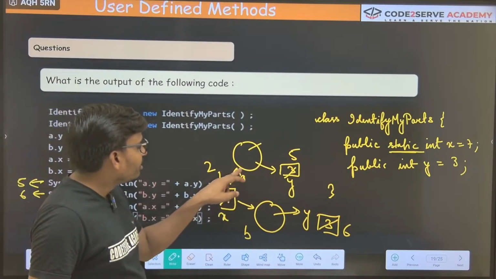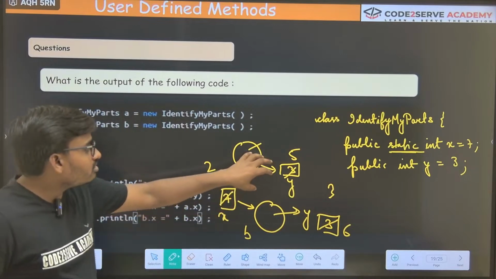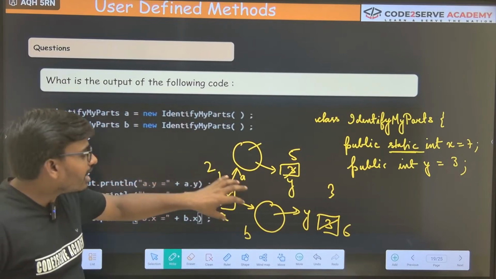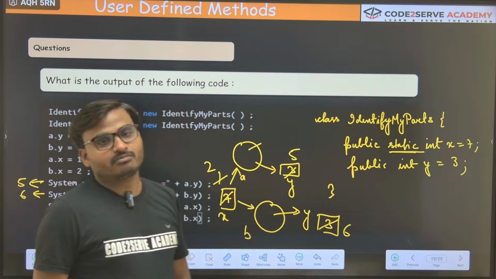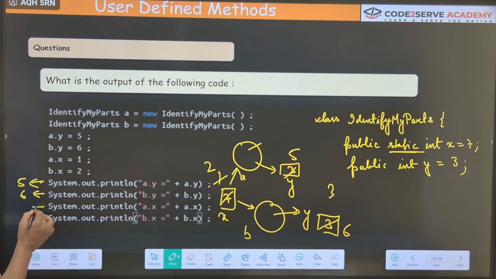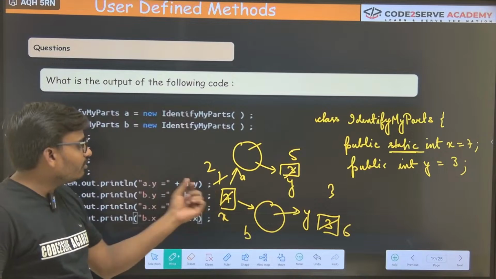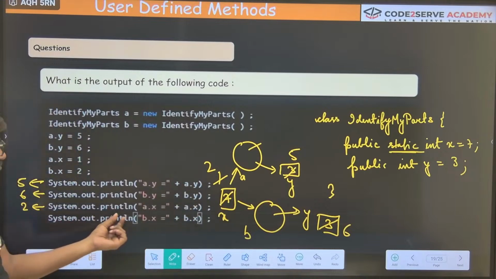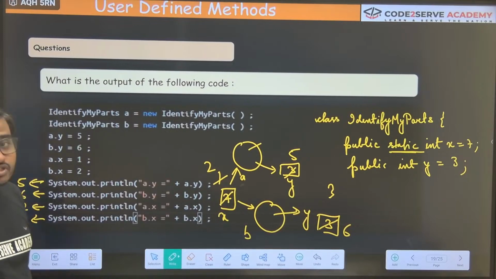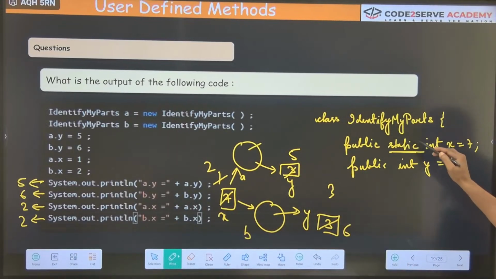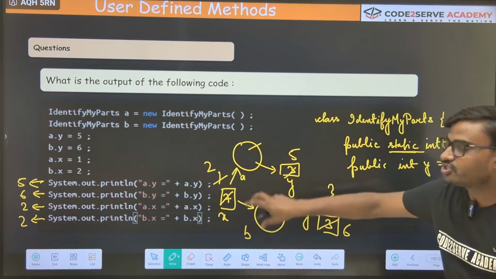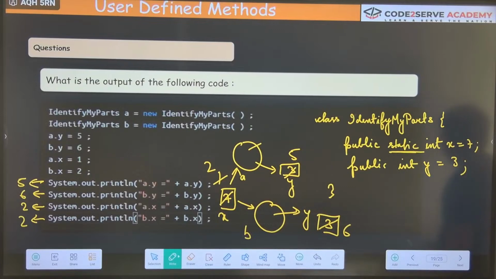Next A dot x. A dot x is 2, because A is also pointing to the same x, and y is also pointing to the same x because it is a static variable. Now here A dot x will be 2, and in case of B dot x will also be 2. So this type of question will come in your exam, where you have to keep in mind that if this is a static variable, only one copy will be created and it will be shared by both the objects.